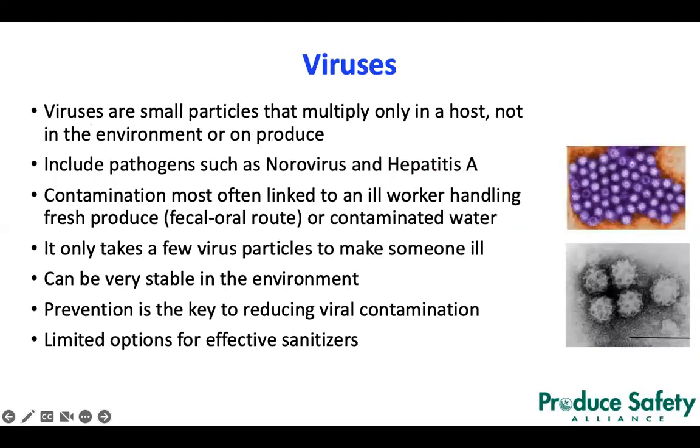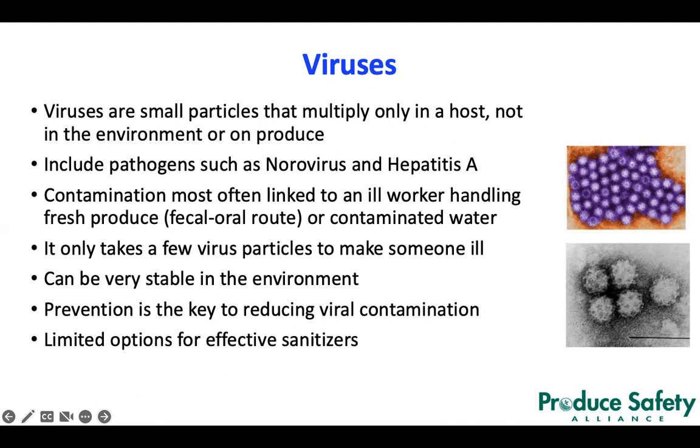Viruses are small particles of nucleic acid that require a host in order to reproduce themselves. Viruses are typically spread by people, such as food handlers who have not washed their hands before touching produce or food. Examples of viruses associated with fresh produce outbreaks and illnesses include norovirus and hepatitis A. Only a few virus particles are needed to make someone ill, and they are very easy to spread through the environment and from person to person.